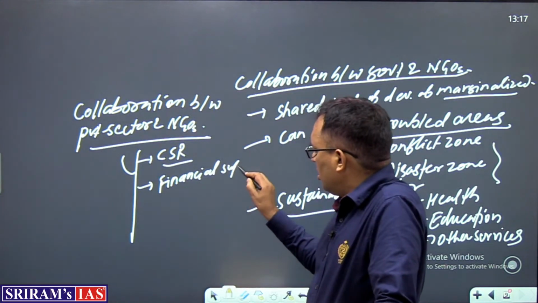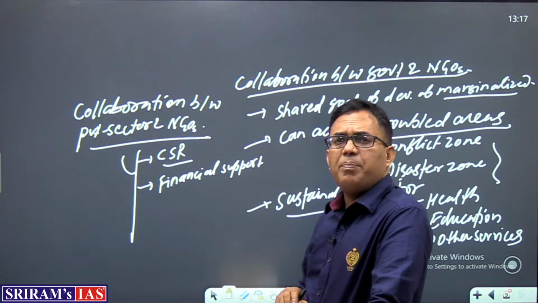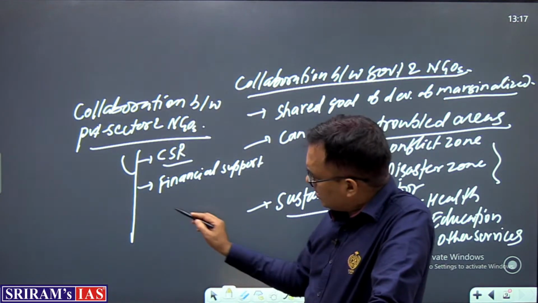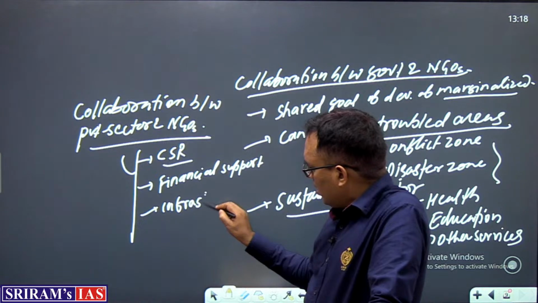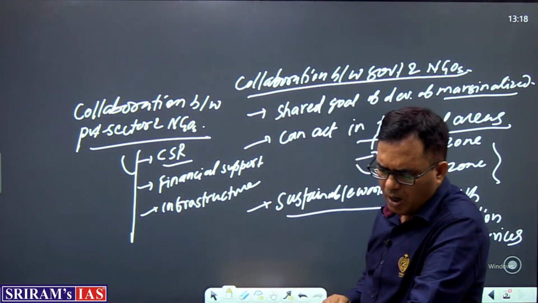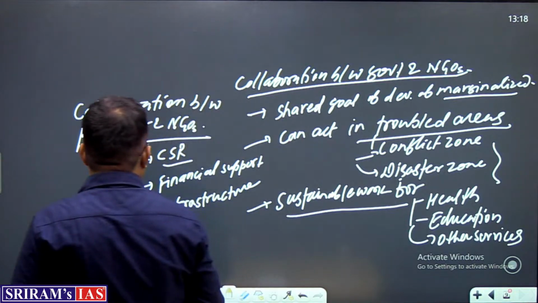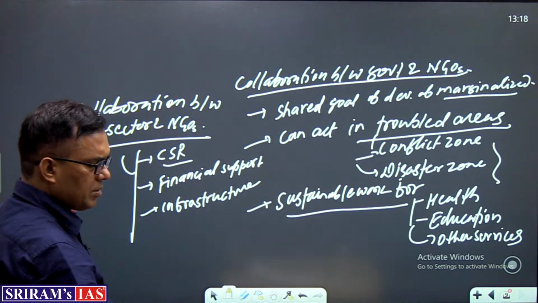Second, consider private sector can also provide financial support to NGOs. Many NGOs are supported by private sectors also. Third, consider private sector is very important in providing infrastructure to NGOs, and apart from that there can be close cooperation for such particular purpose.